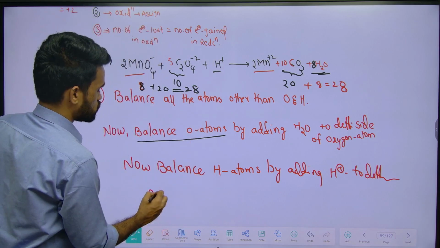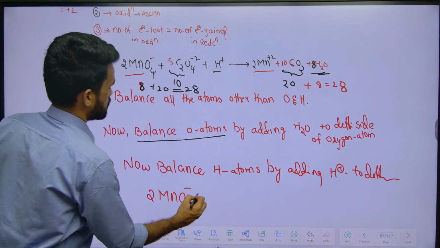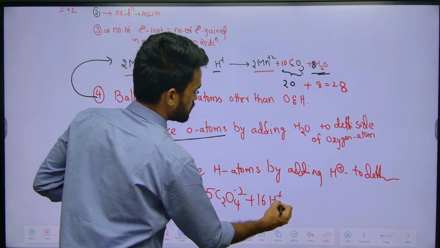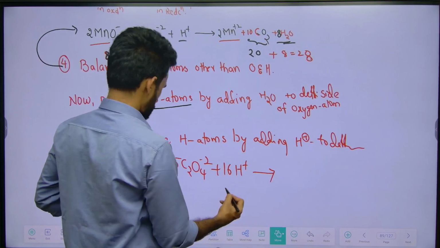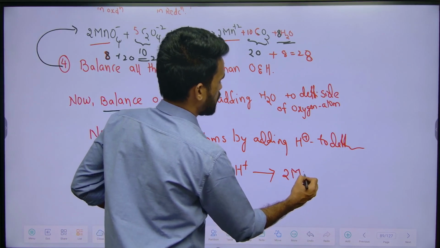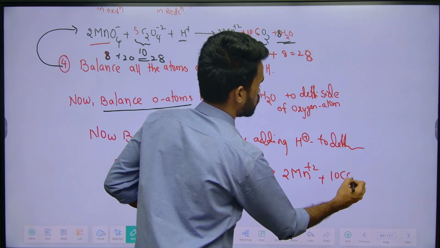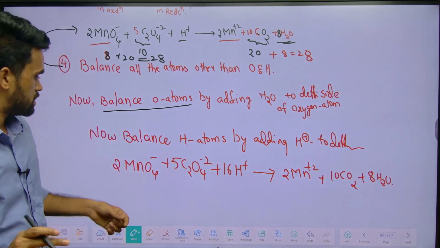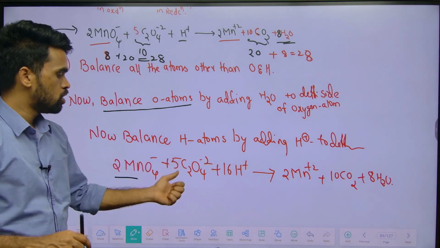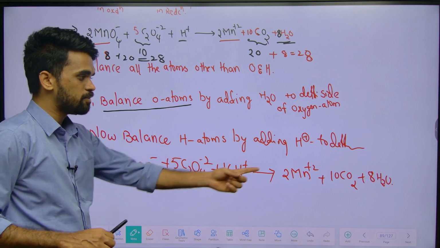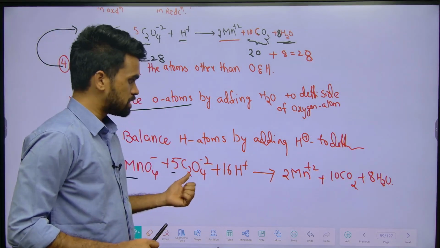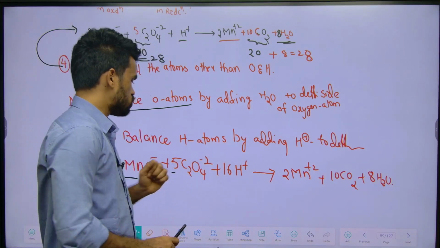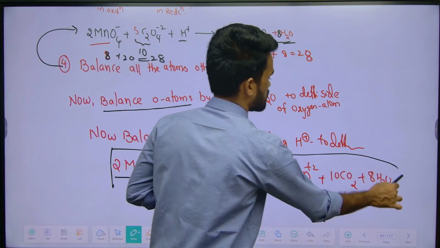Okay. So it becomes 2MnO4 minus plus 5C2O4 2 minus plus 16H plus gives rise to 2Mn 2 plus plus 10CO2 plus 8H2O. Okay, that's it. Now check, everything is balanced. How many manganese? 2. There are also 2. How many oxygens? 20 plus 8, 28. There are also 28. Next, carbons 10, 10. Next, hydrogens 16, 16. Everything is balanced. Okay. So this is your final answer of this discussion.